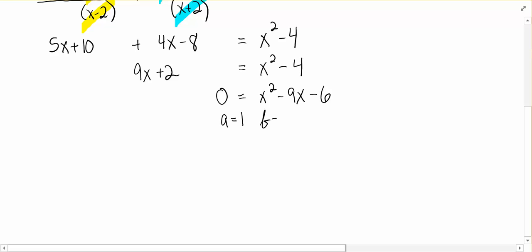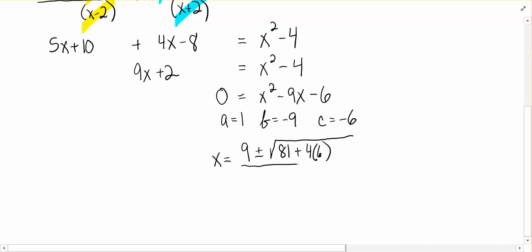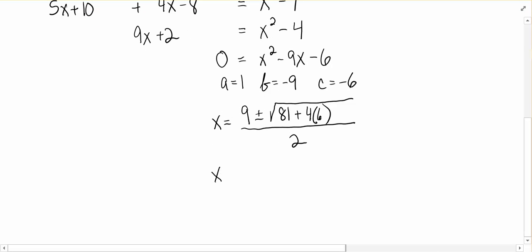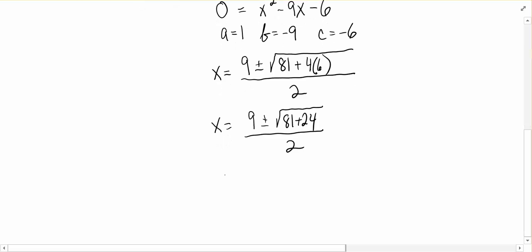Notice that our middle coefficient is odd. And so the trick does not apply. We just got to plug it in with 1, negative 9, and negative 6. So we're going to get the opposite of b plus or minus the square root of b squared minus 4 times a times c all over 2 times a. So as we simplify up here, we get 81 plus 24 underneath the radical. 81 plus 24 is 105. I don't believe there's any perfect squares that divide evenly into 105, so this is as good as we can get.